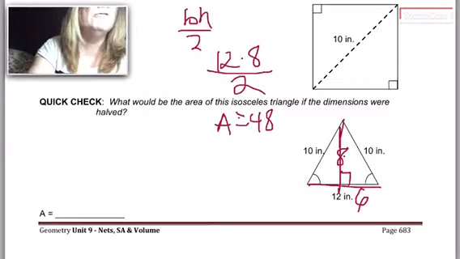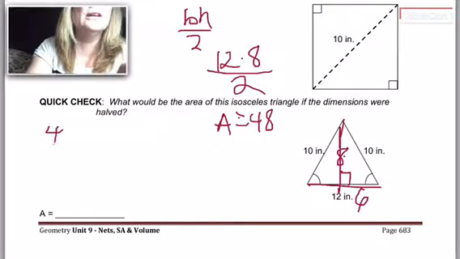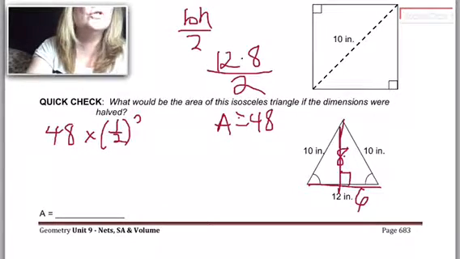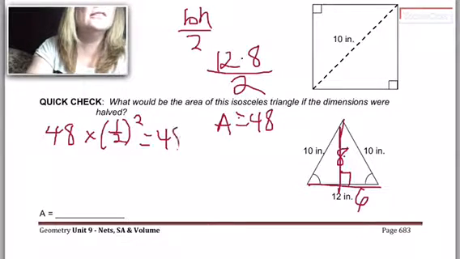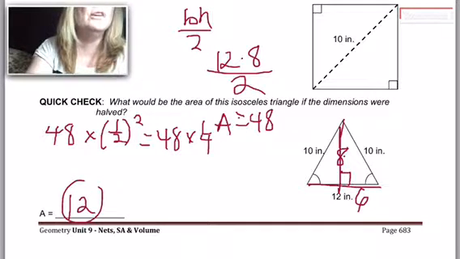And if we just simply follow our rule, we're going to take 48, we're going to multiply by the scale factor, which is 1/2 squared. So that is 48 times 1/4, or 48 divided by 4, which is 12. And again, we could draw the picture ourselves. We could just cut everything in half.